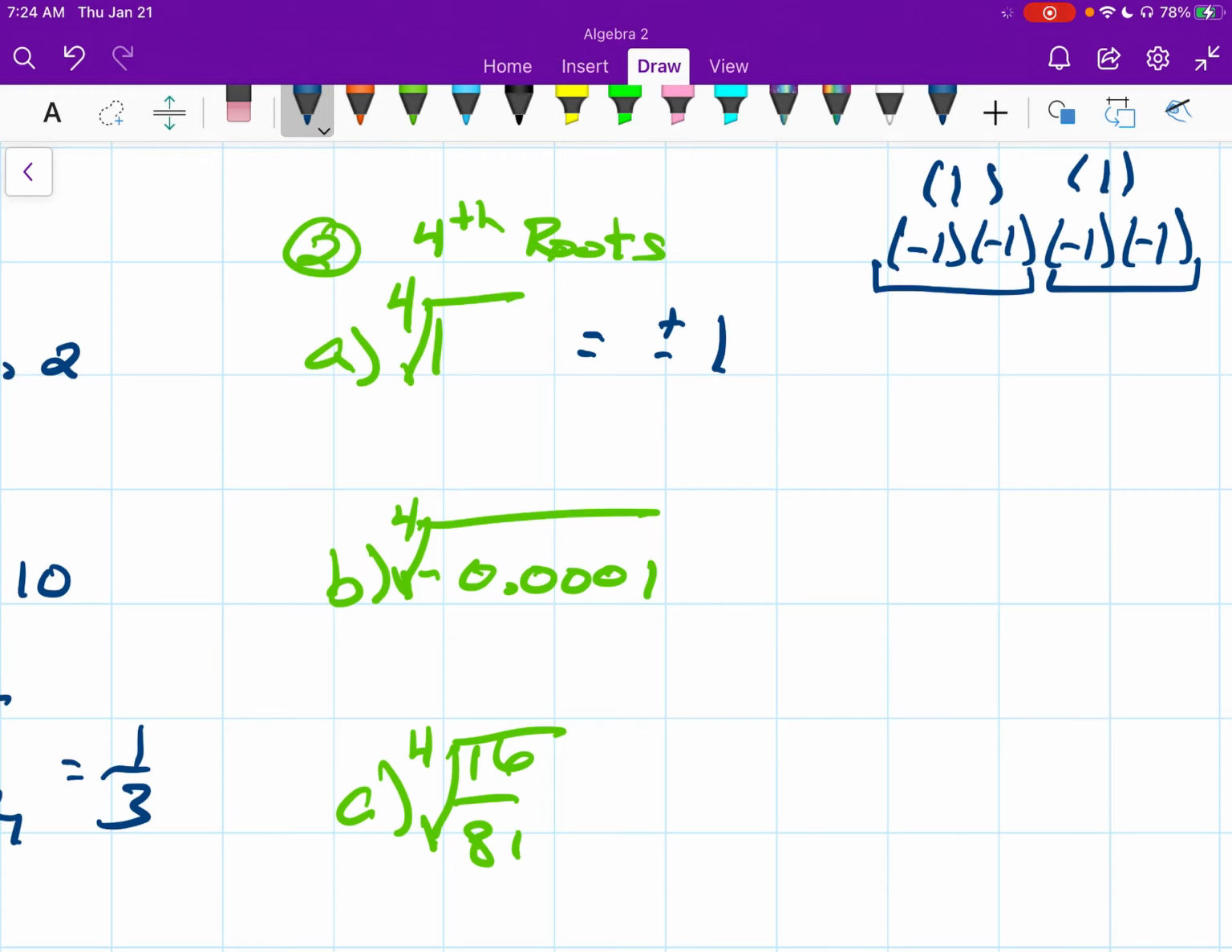Part B, we get 0.0001, and it's negative. Well, there is no answer for that.